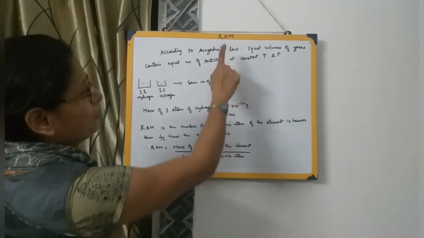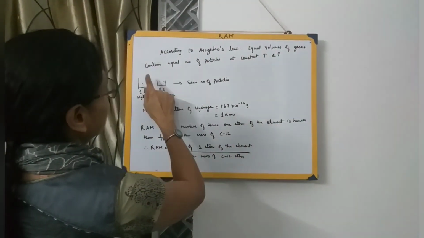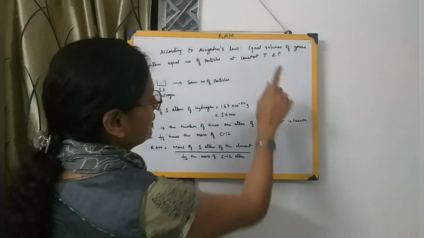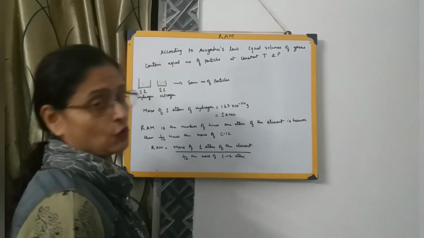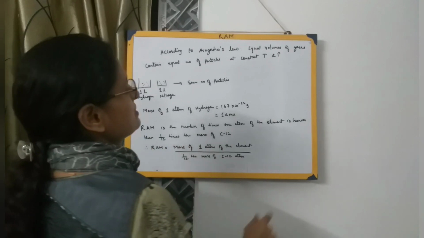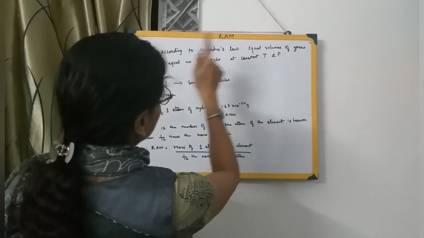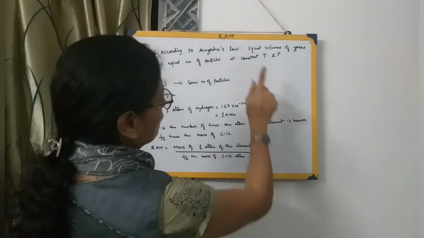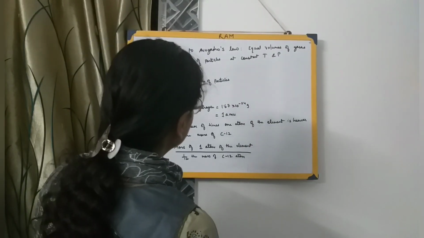At the same time, in those days, it was Avogadro who gave his hypothesis, that is, equal volumes of gases contain equal numbers of particles if the temperature and pressure are kept constant. I repeat once again, equal volumes of gases contain equal numbers of particles at constant temperature and pressure. Now what does it mean?